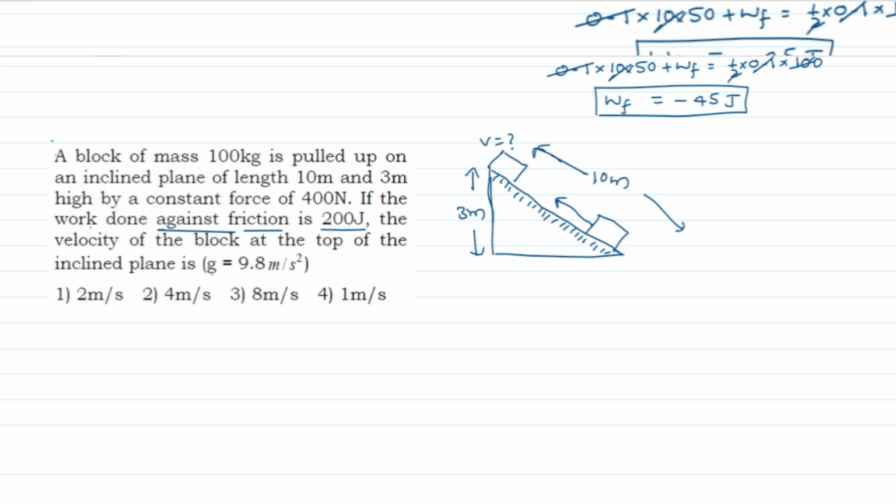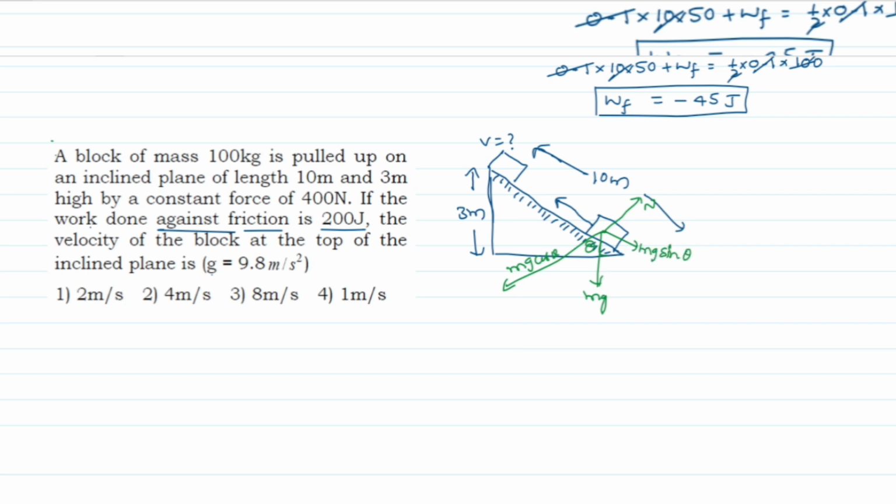First you need to identify what forces are acting on the body. One is the applied force. The second one is the gravitational force. Suppose the inclined angle is theta, and the weight is mg. The normal reaction is mg cos theta, and the component along the plane, perpendicular to this one, is mg sin theta.